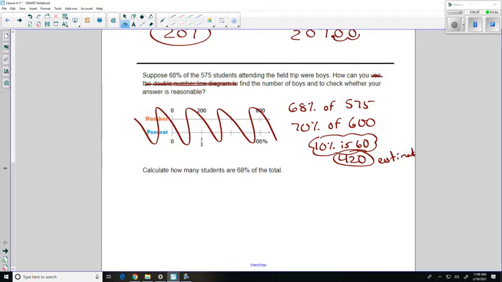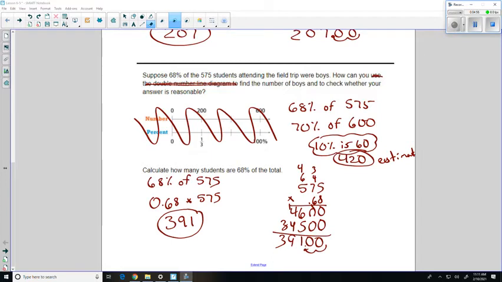Now for the exact answer, again, I have my 68% of 575. And 68% is 68 per 100, 68 hundredths, of groups of, that's multiply. And I've got 68 hundredths times 575. Doing that math on the side, my exact answer is 391, which is reasonably close to 420.